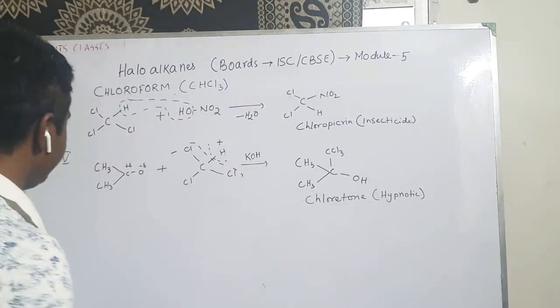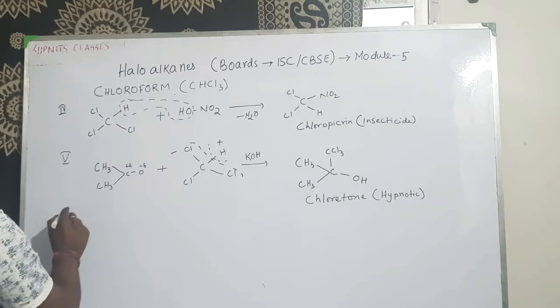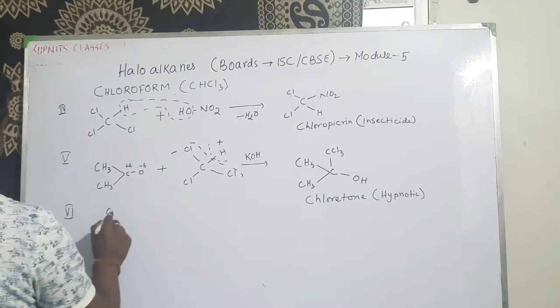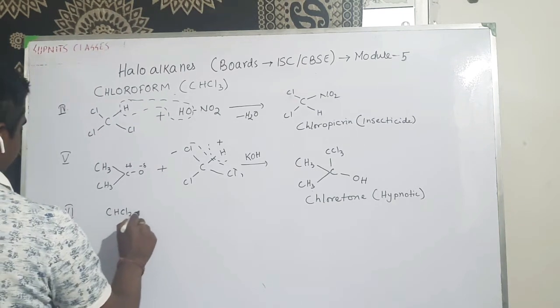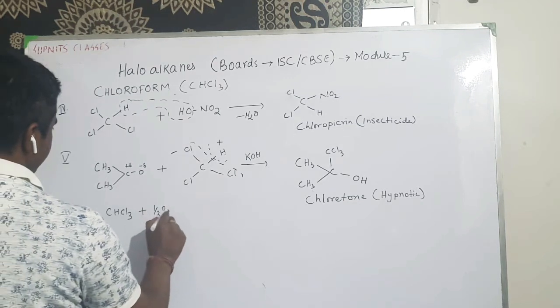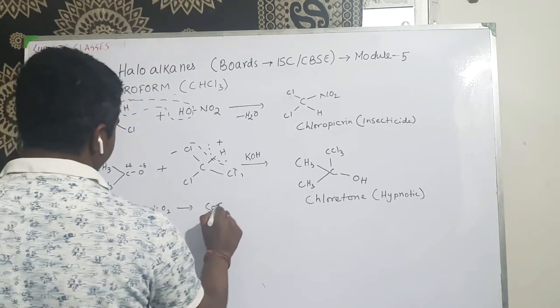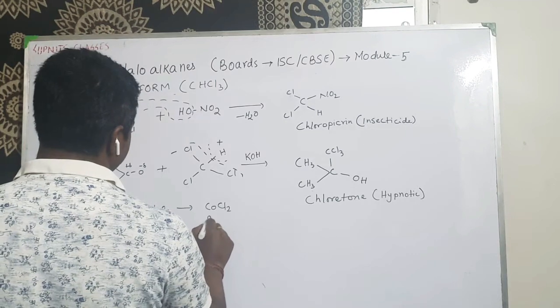Important again, this one. Go to number 6 reaction. This is a super important reaction. CHCl3 plus half O2 gives phosgene. This is called phosgene, COCl2.